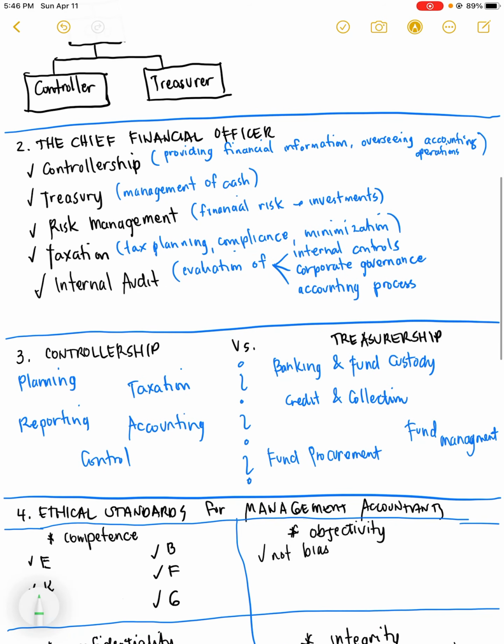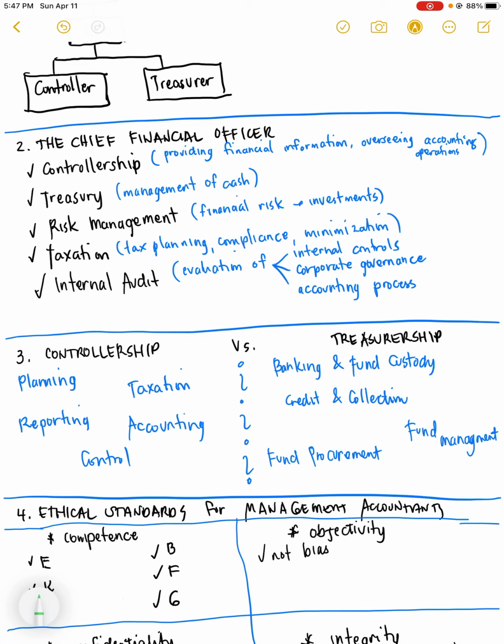When we talk about controllership, we're basically talking about, as mentioned, planning, taxation, reporting, accounting, and control. Of course, in the planning stage, the function of controllership is to be involved in planning, like the establishment and the maintaining of plans consistent with the objectives of the company. Of course, yung taxation, alam naman natin yan. Kailangan alam mo yung mga tax rules and regulations so that the company will be compliant with whatever the rules on taxation are.